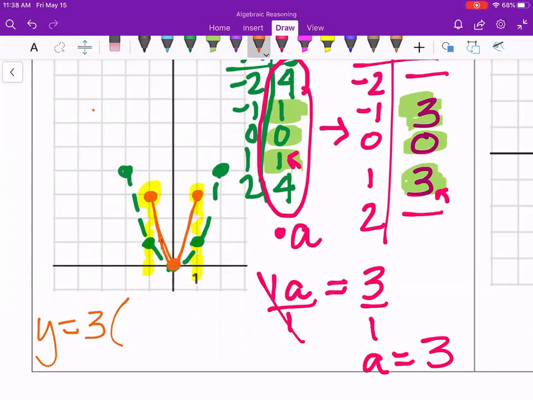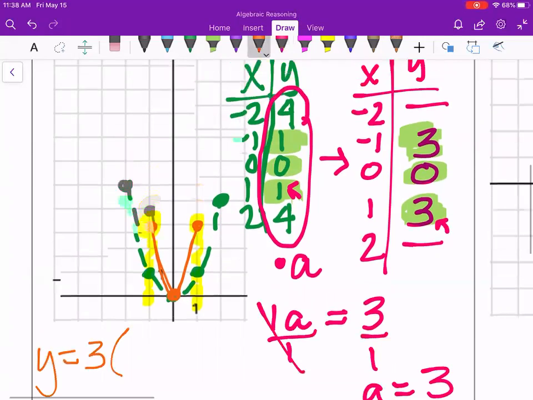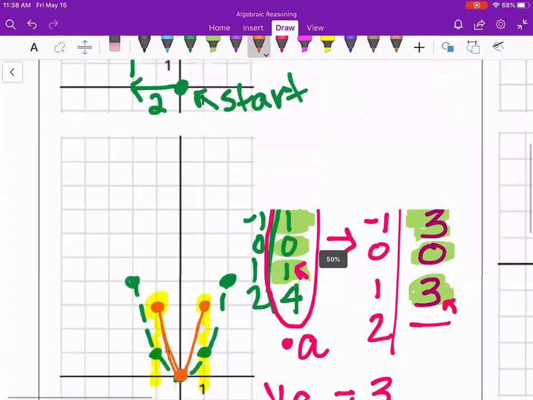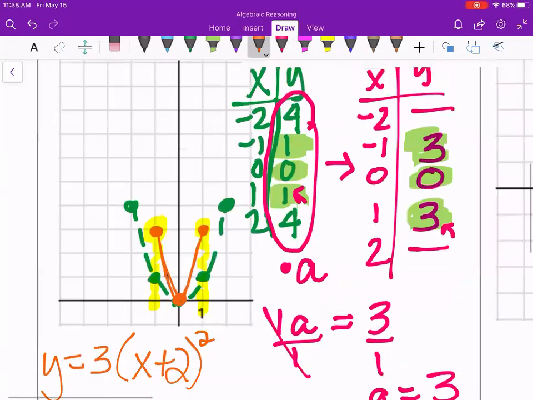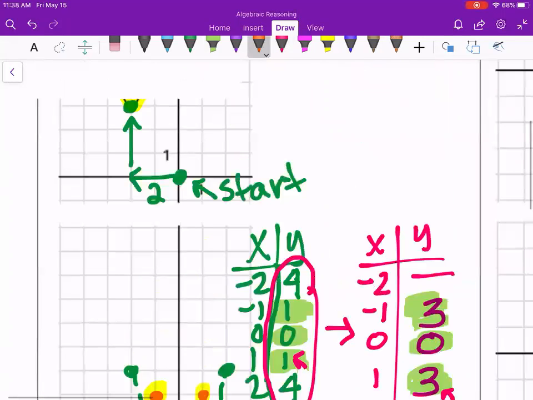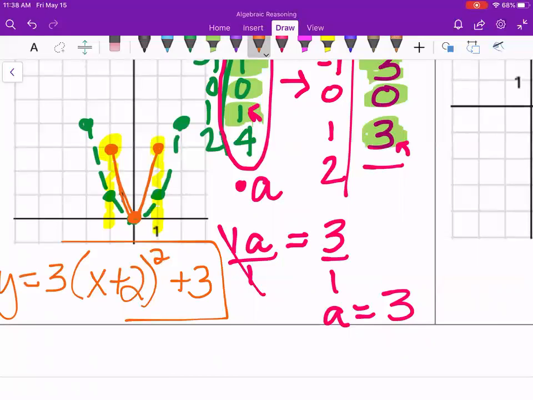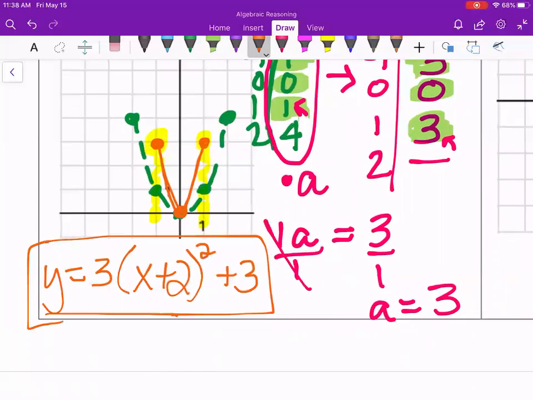We had our inside, what did we say earlier? Let's go back up to the top. X plus 2 squared. And then we ended it off with a +3. There's our final equation. Oops, sorry, let me move this back over. There's our final equation.